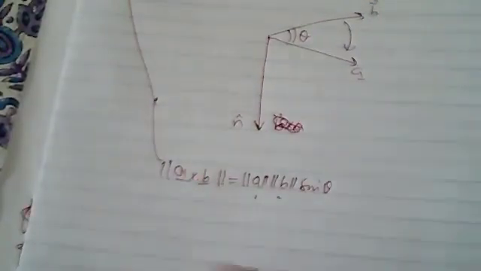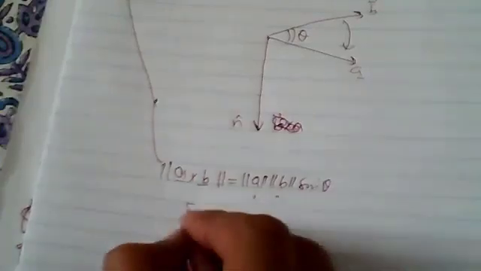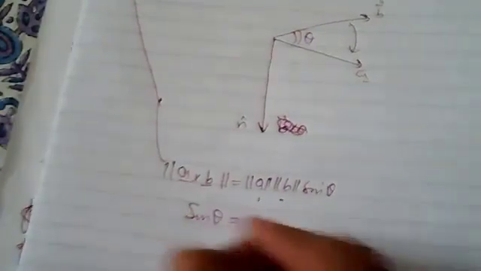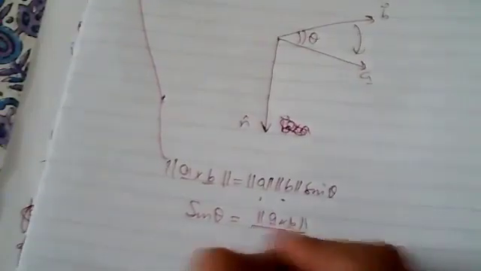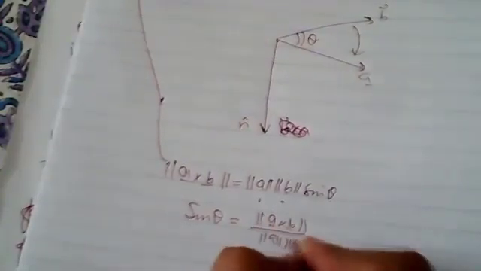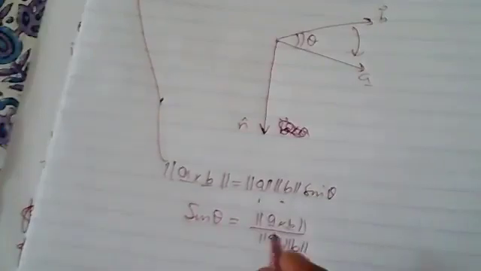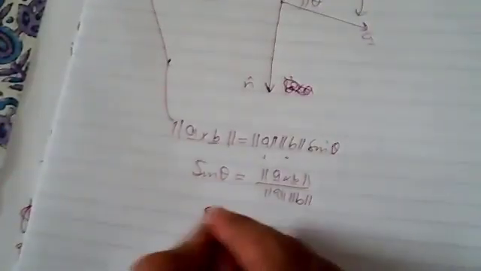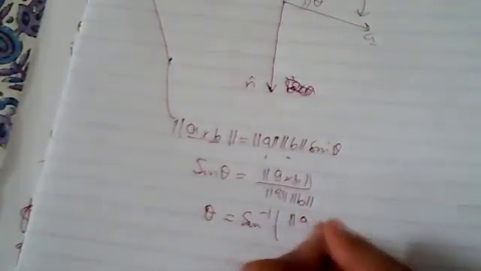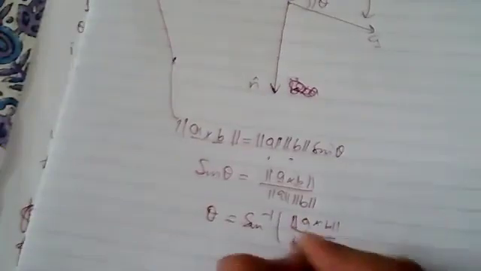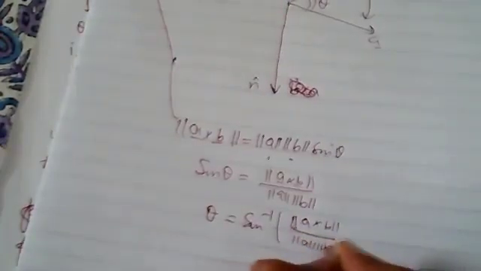So let's see the next. If you are interested in finding the sine of angle, then sine of theta is equal to the magnitude of A cross B over magnitude of A into magnitude of B. So you can find the sine of angle by using this. And theta will be sine inverse of norm of A cross B over magnitude of A into magnitude of B.